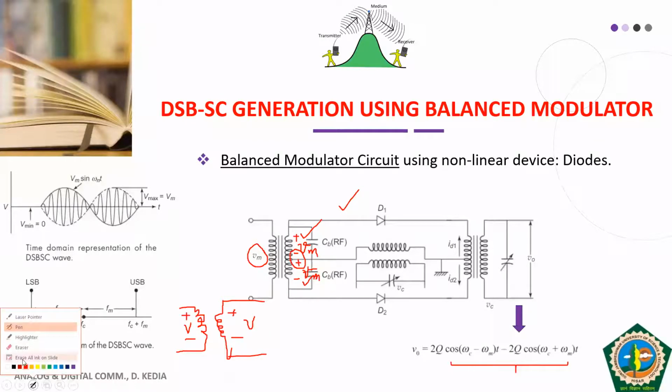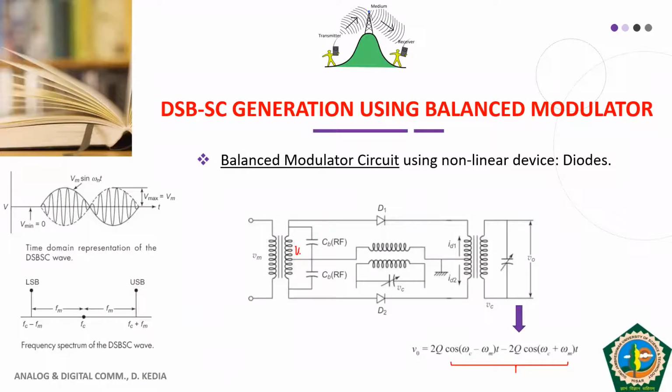Let me show it more clearly. You will have VM here and VM here in the two halves, but the polarities will be opposite. The polarity applicable to D2 is negative, and the polarity applicable to D1 is positive. And if you look at VC, this is the primary of VC and this is the secondary of VC. VC is applied with the same polarity to both diodes. This is plus minus VC.